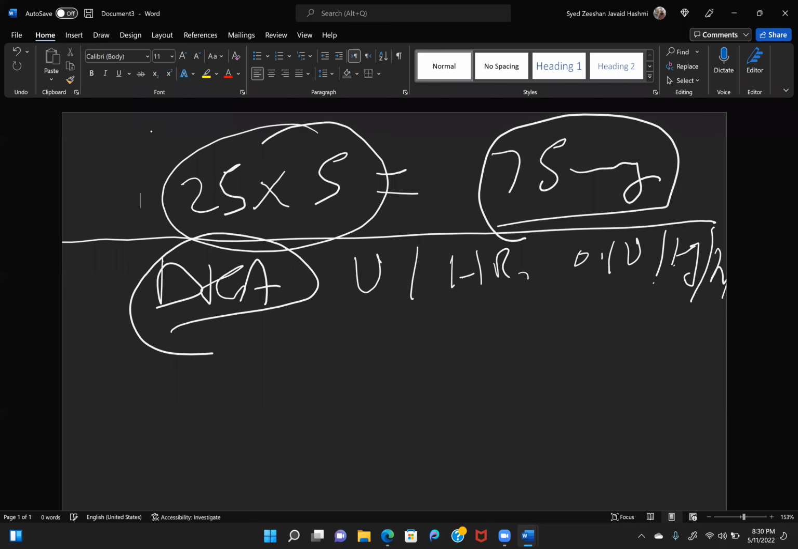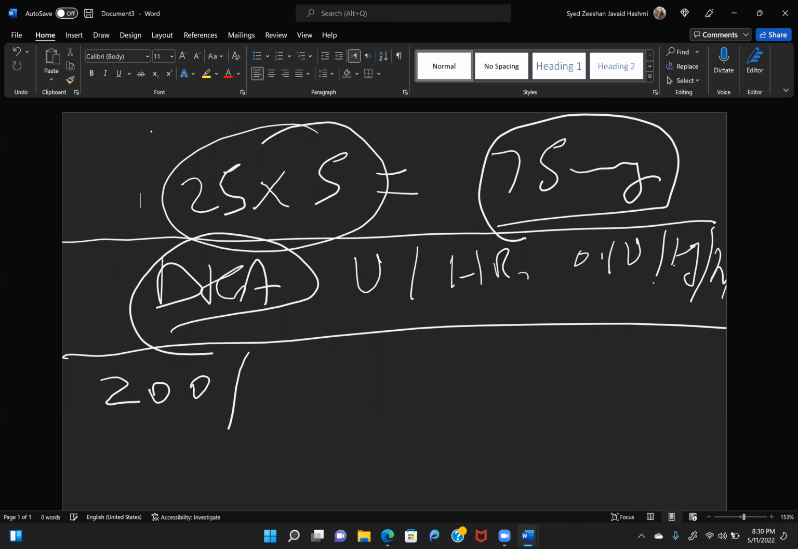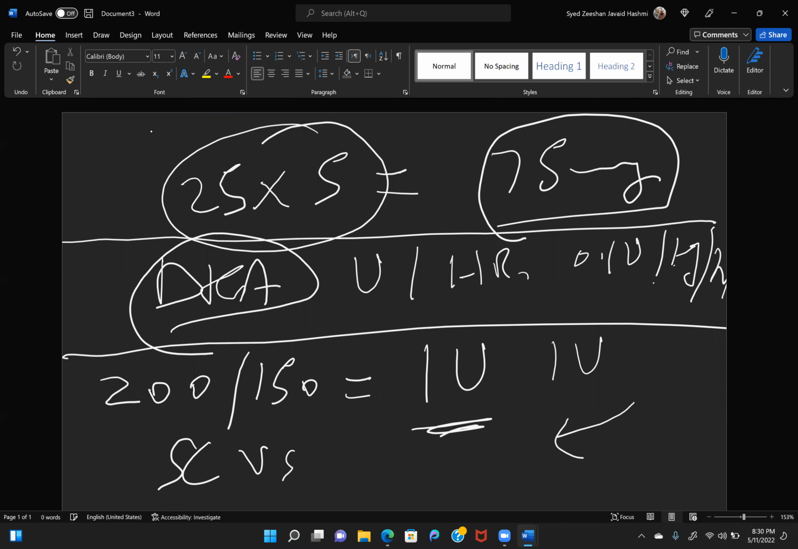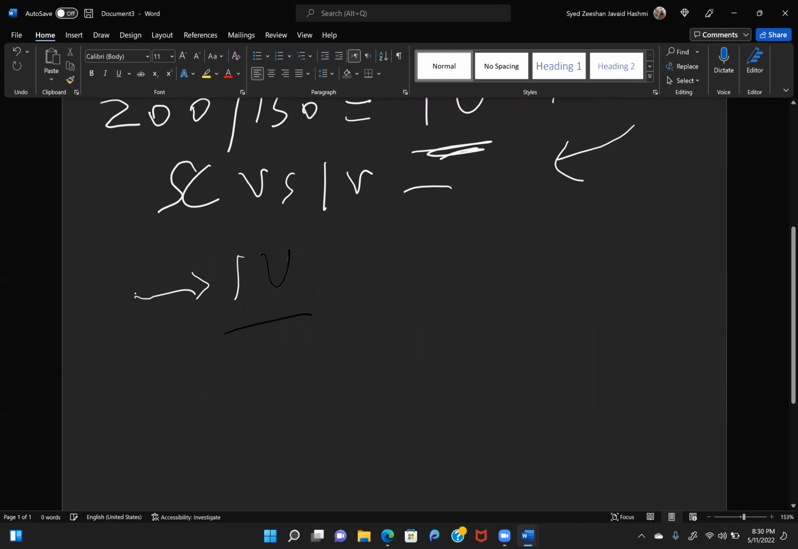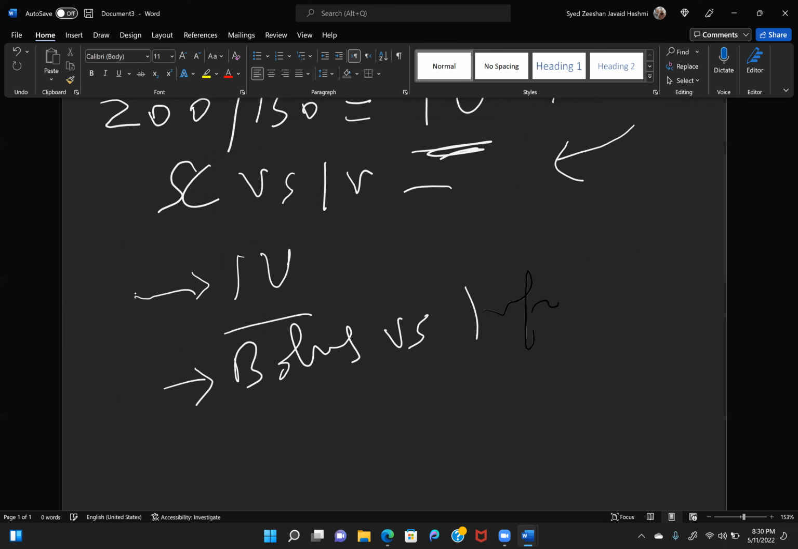So usually there are so many formulas, but for example, blood sugar of 200 divided by 150, so you can say around 1 unit. You will give 1 unit IV if you want to give a bolus. Subcutaneous versus IV, the preferable is IV. And bolus versus infusion, the better is infusion.